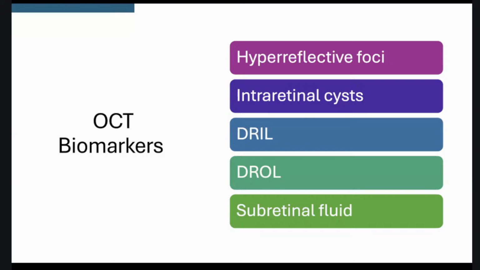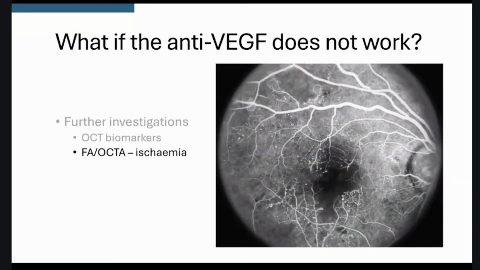And then subretinal fluid. This can respond to either anti-VEGF or steroids. And so those are biomarkers that we can look at on the OCT that may explain why the anti-VEGF isn't working. And then the next thing is to consider whether there may be underlying ischemia. So the macula can be dry, but the patient still can't see.